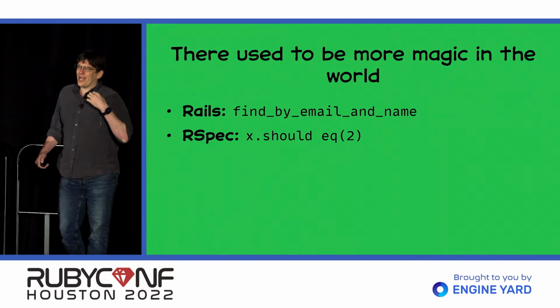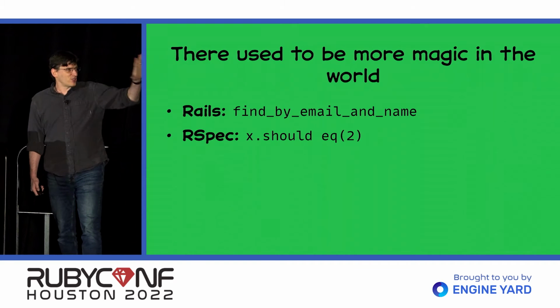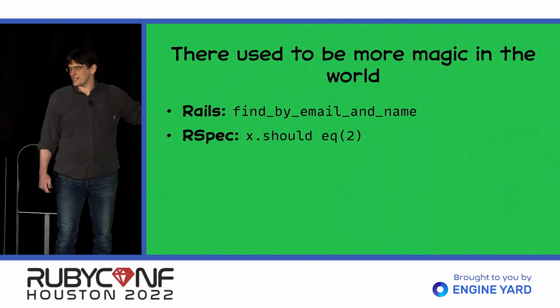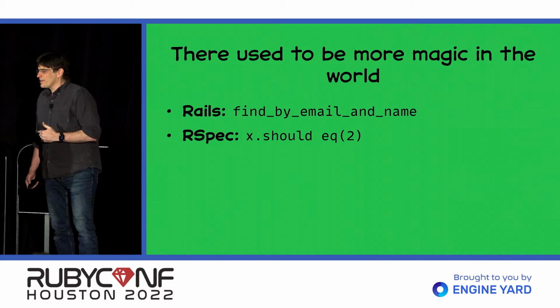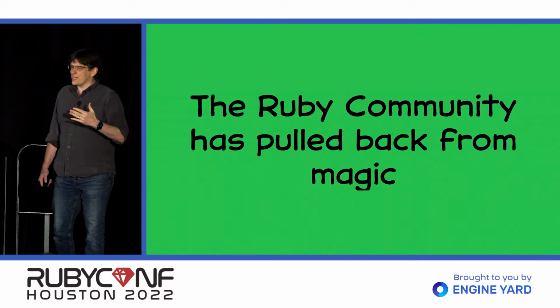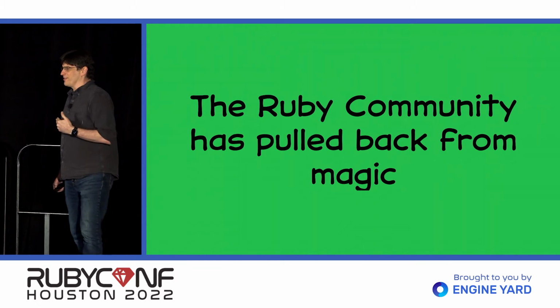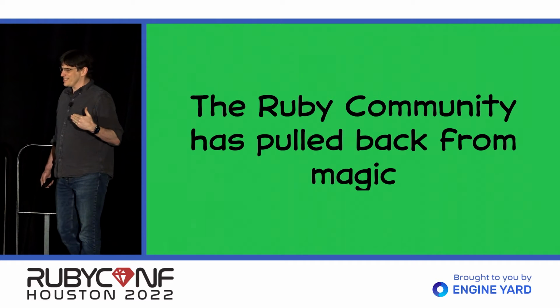So in a broader sense, these are just specific examples, and there were reasons for making these changes. There were reasons why these things existed and reasons why they went away. But the claim that I want to make here is that the Ruby community has sort of pulled back from magic and from being proud about it as a thing that Ruby is.